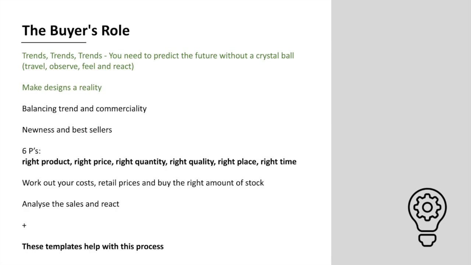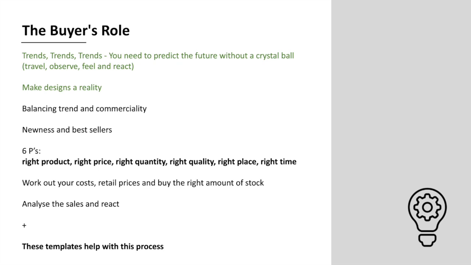So we're looking at those 6Ps. We're thinking about the right product, aiming to have it at the right price, buying the right quantity, the right quality, and dropping it at the right place at the right time. So you're going to be working out your costs with Mandy, your retail prices, and buying the right amount of stock and analysing the sales and reacting to them.